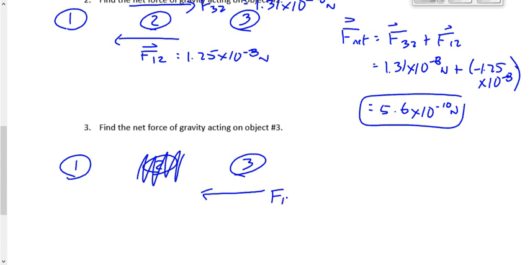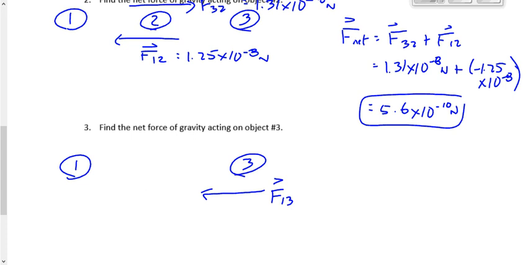We'll call that the force of 1 on 3. Now, 1 is also pulled towards number 3, right? But who cares? In this question, we don't care that 1 is pulled towards number 3. In question 1, we did. But in this one, we're trying to find the force on number 3.